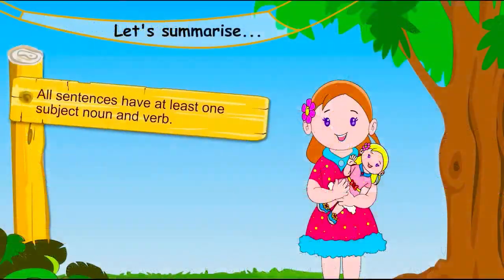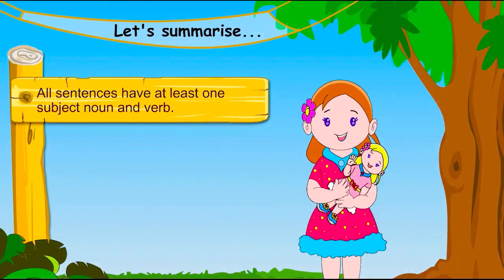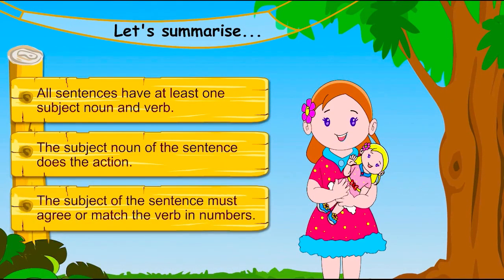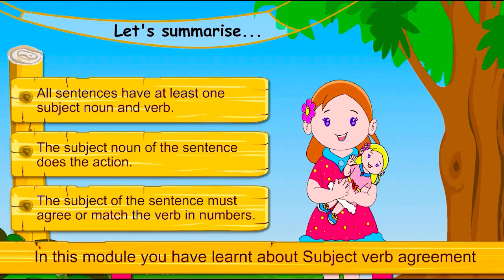Let's summarize. All sentences have at least one subject noun and verb. The subject noun of the sentence does the action. The subject of the sentence must agree or match the verb in number. In this module, you have learnt about subject-verb agreement.